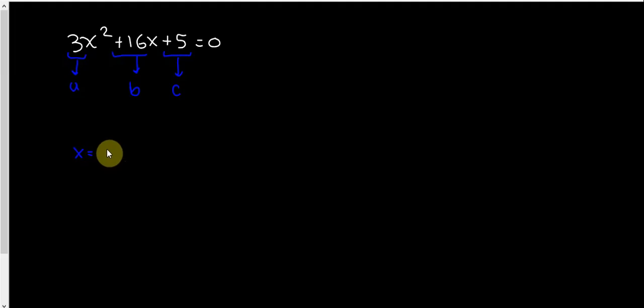And so negative B, the opposite of positive 16, is negative 16. We'll do the plus square root one first. Square root of B squared, so 16 squared, minus 4 times A, which is 3, times C, which is 5, all divided by 2 times A, which is 3.